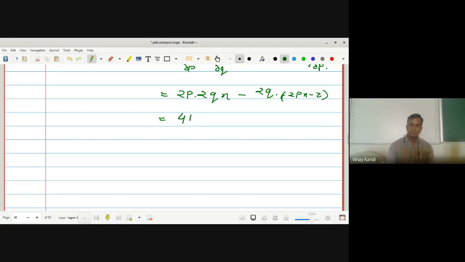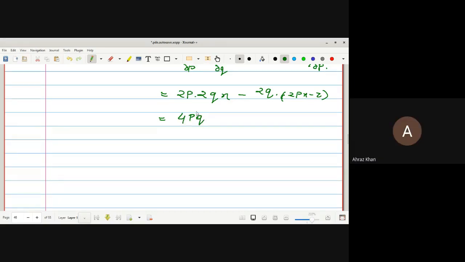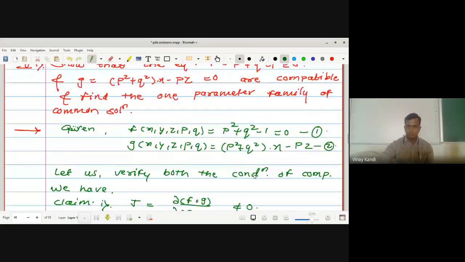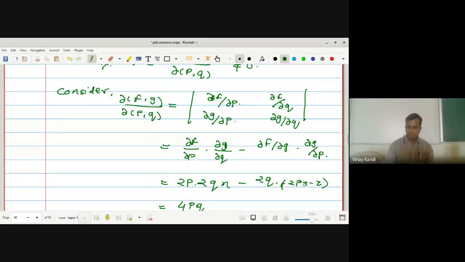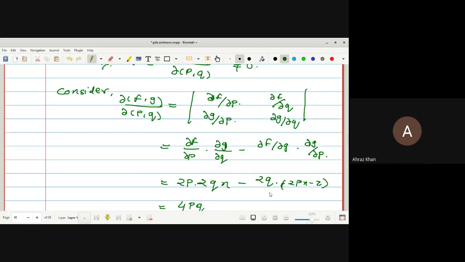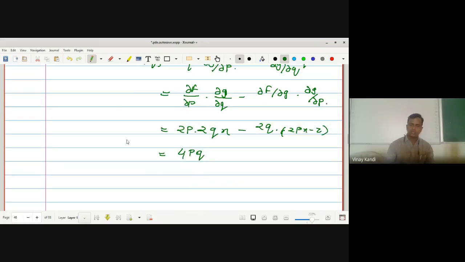It comes to 4pqx minus, minus plus 2qz, which is equal to 2qz, but which is not equal to 0 on D.